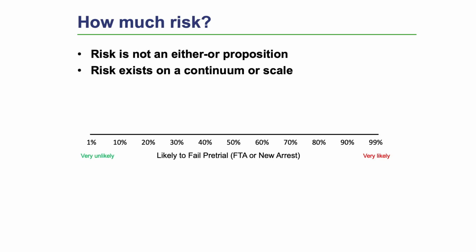Let's move to the second question, how much risk? Again, it's helpful to think about what an assessment tool doesn't tell us. It doesn't tell us who's risky and who is not risky. Risk is not an either-or proposition. Rather, it's more useful to view risk as existing on a continuum or a scale, like the one shown here. People's risk could range from a very small amount, such as 1%, all the way up to a very large amount, such as 99%, with everything in between.